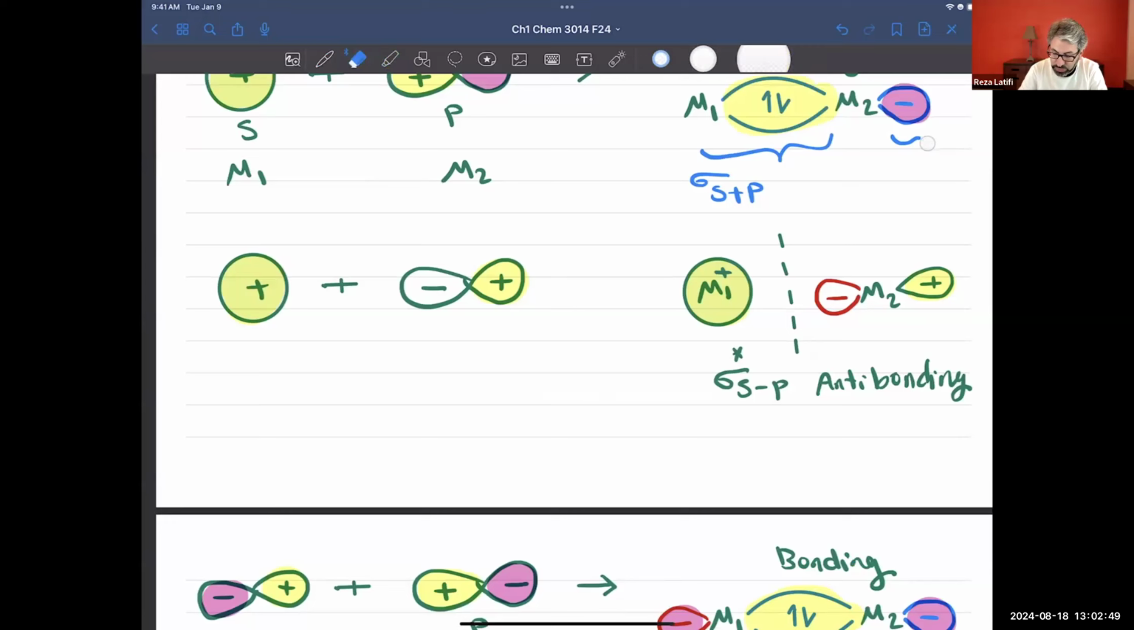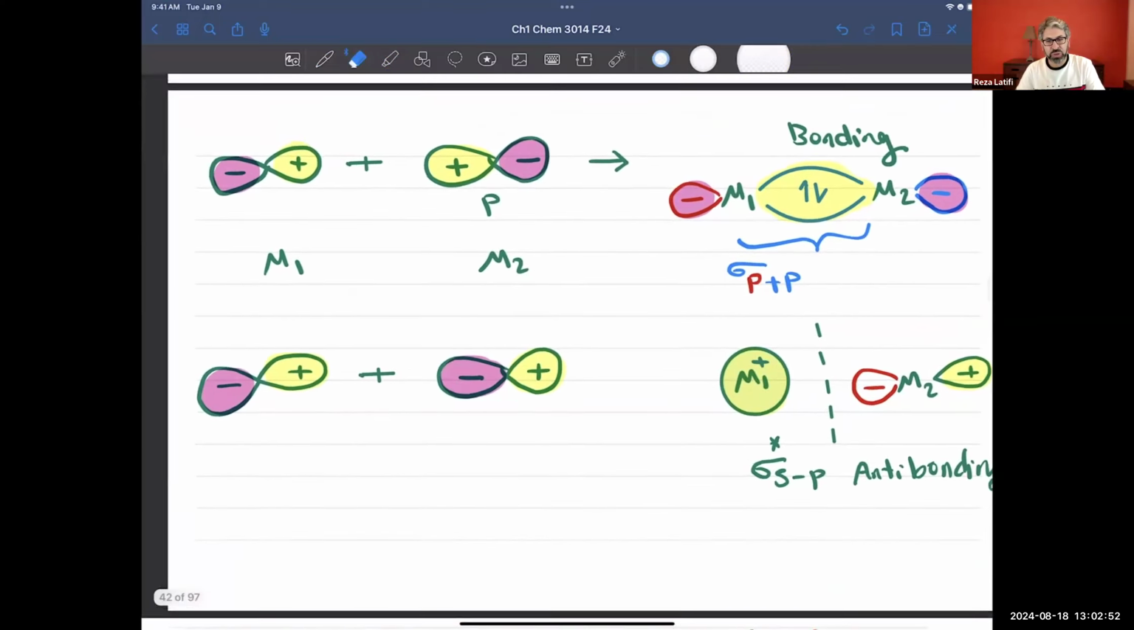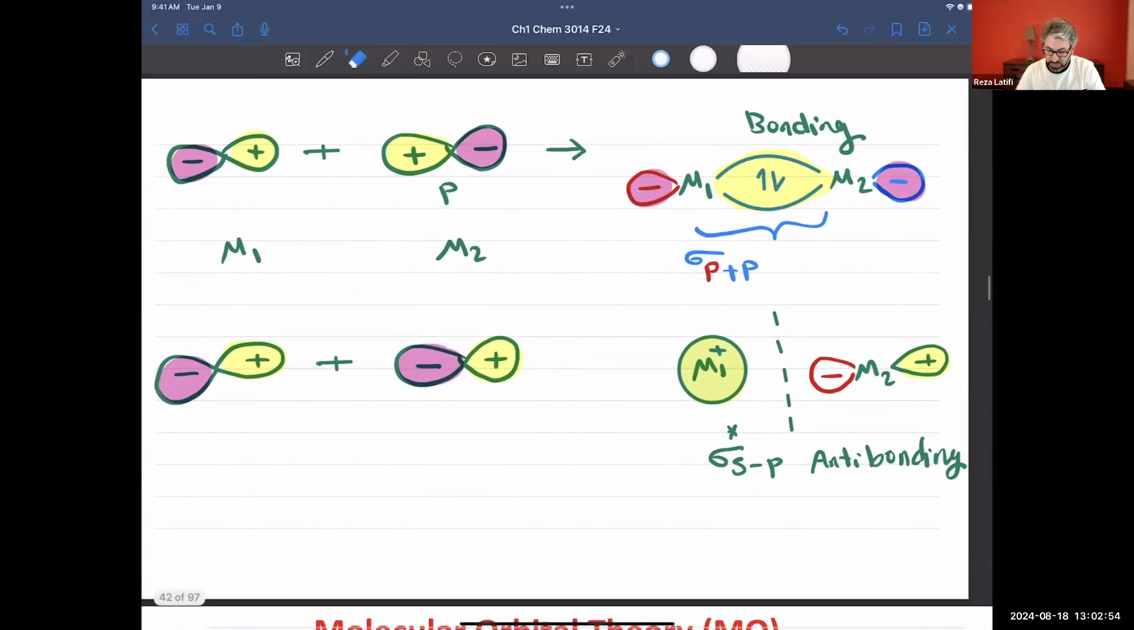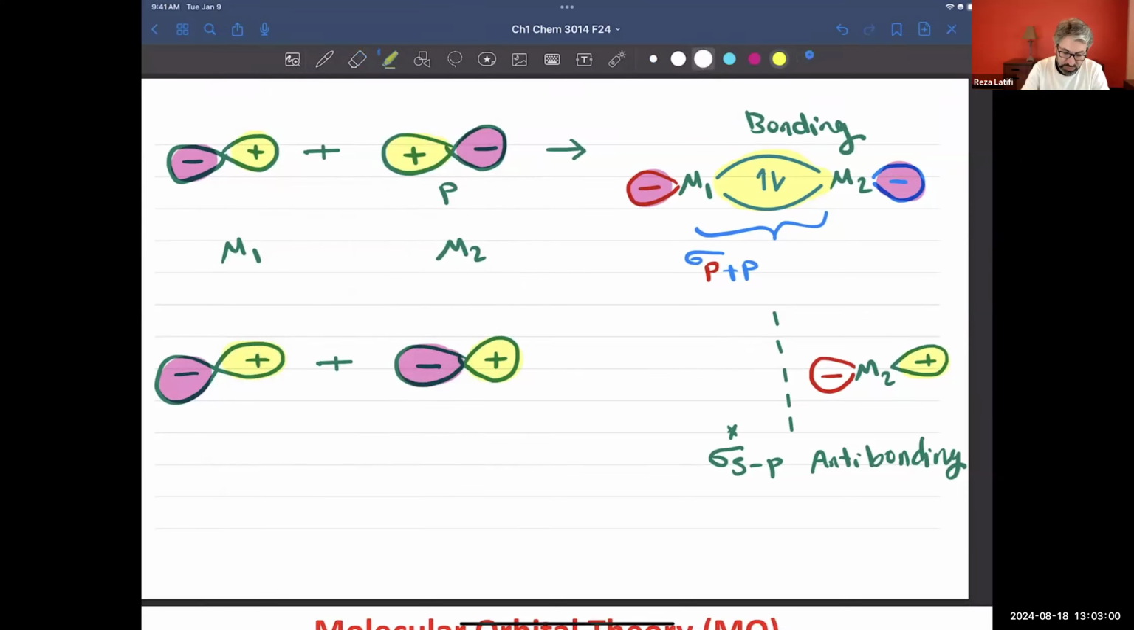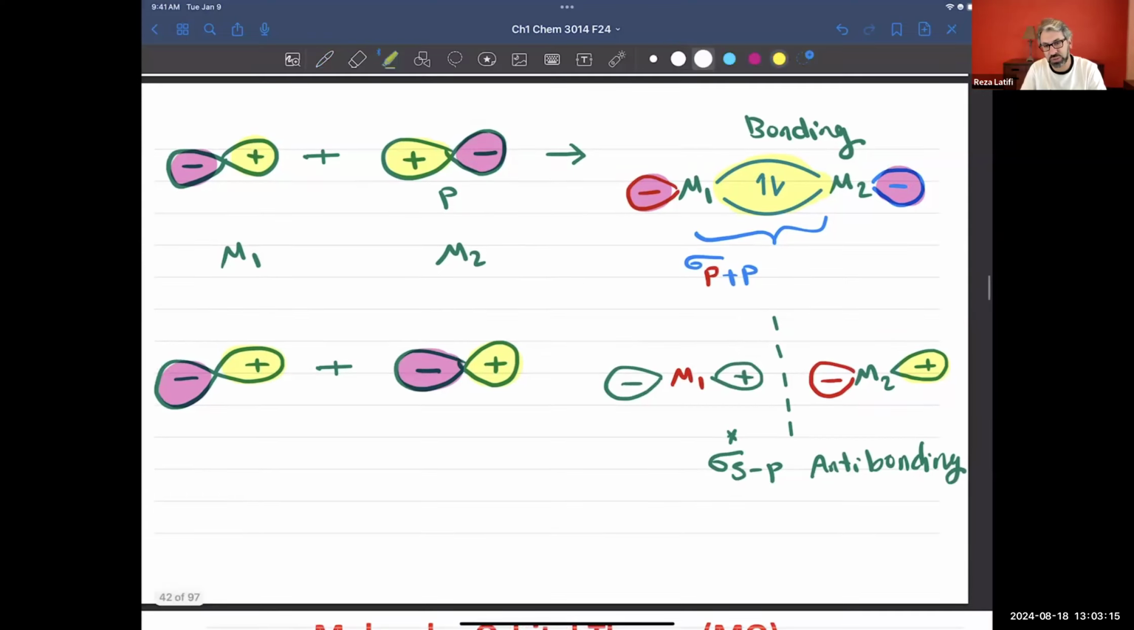So I can erase this one as well. If the orbitals are out of phase, you just simply erase this and draw p orbitals. Let's say I have M1, and I have an orbital pointing this direction, another one pointing that direction. This is going to be positive, and that one is negative. Because we have different signs, positive pointing to the negative, we're not going to have bonding interactions.